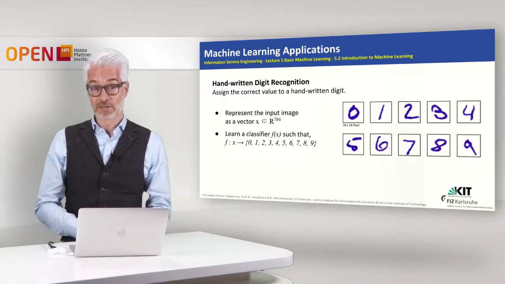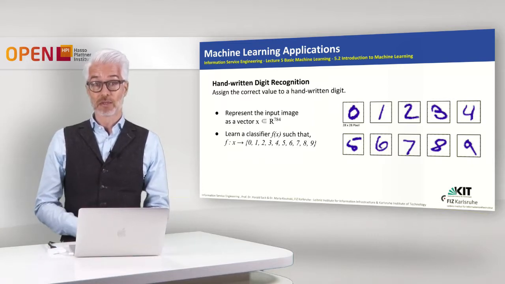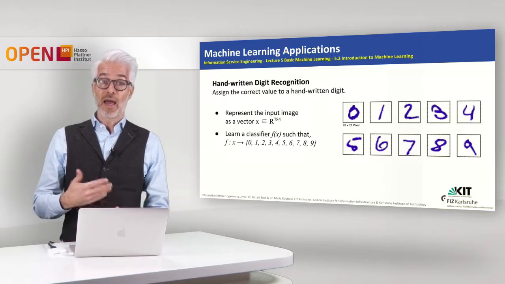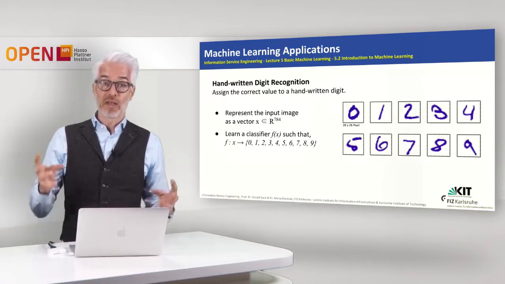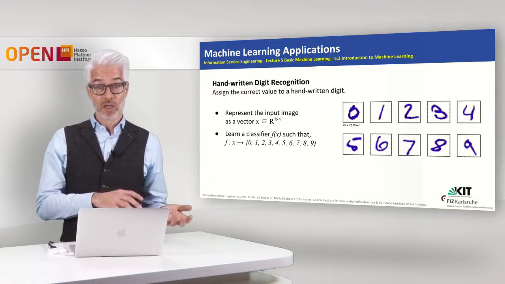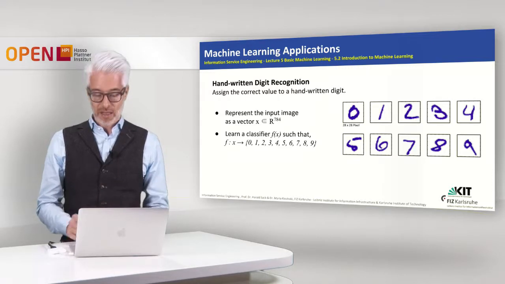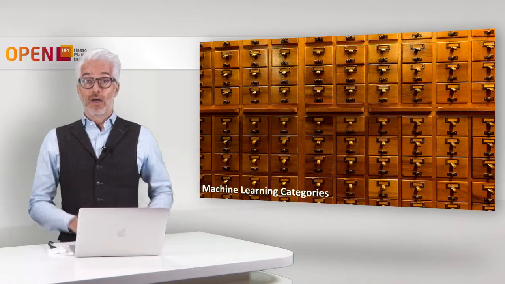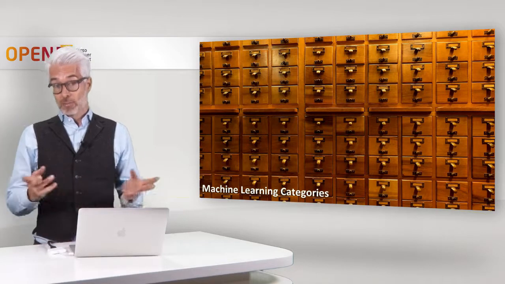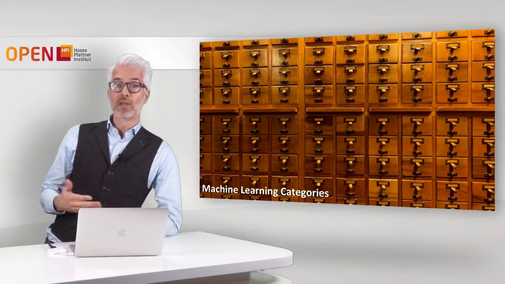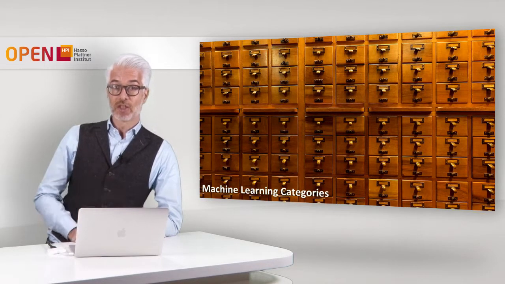And then you learn a classifier that you here refer to as a function f(x), such that f assigns to the input x a specific output class, which is between 0 and 9. So this would be handwritten digit recognition. Okay, these were several famous popular applications where machine learning can be used. Let's now have a look at different categories of machine learning algorithms before we go into details.